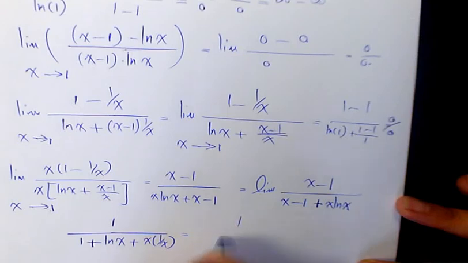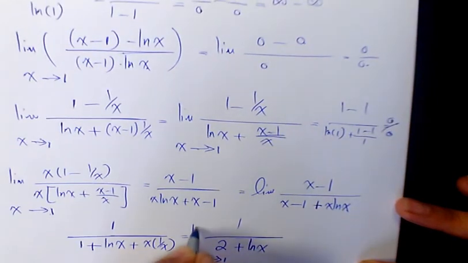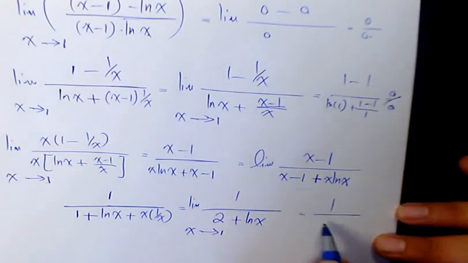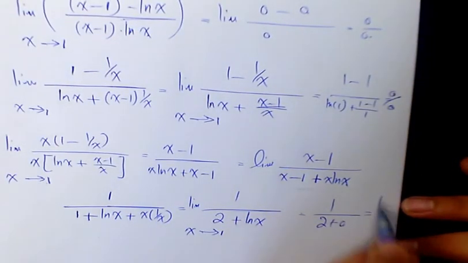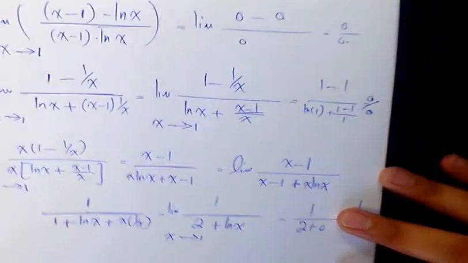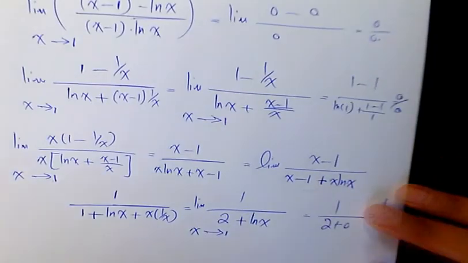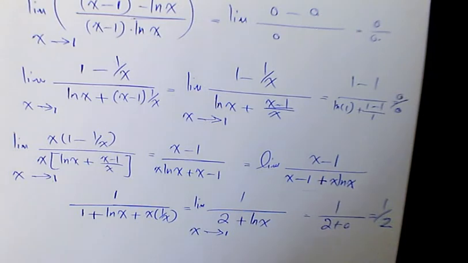So that's going to be 1 over, this is 1, this is going to be 1, so 2 plus ln x when x is approaching 1. That's the limit. So that's going to be 1 over 2 plus 0, which is going to be 1 over 2. So that's going to be the final answer to this question using L'Hopital's rule when you're dealing with intermediate form of infinity minus infinity.